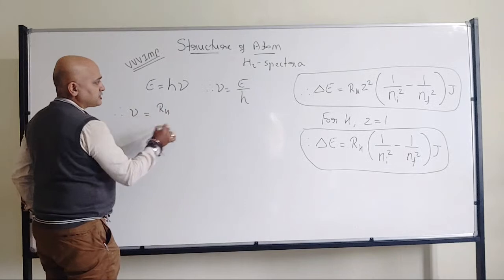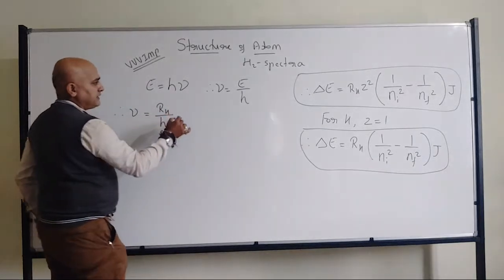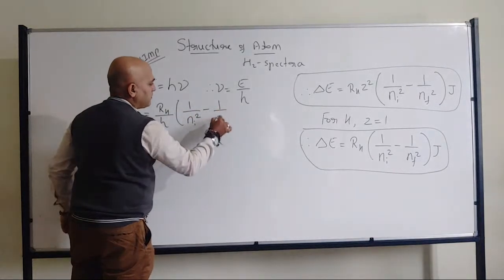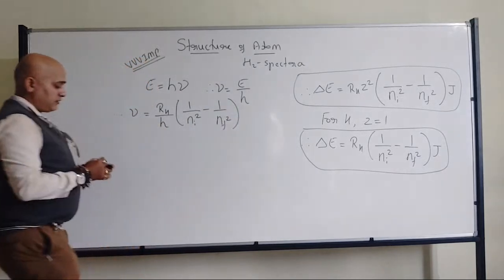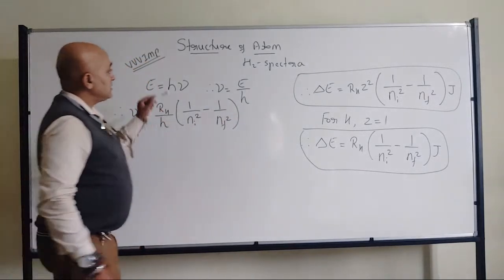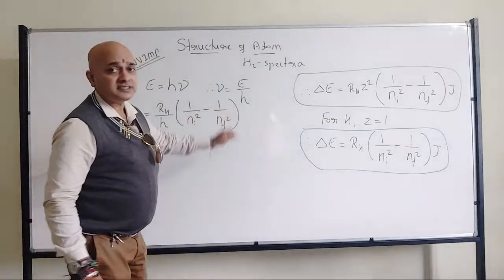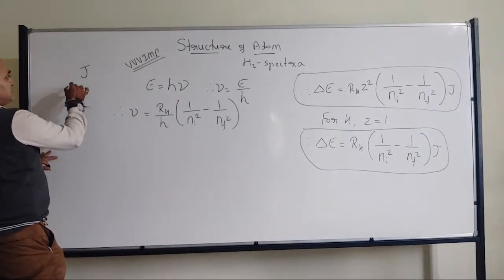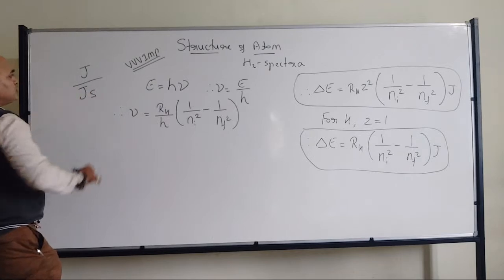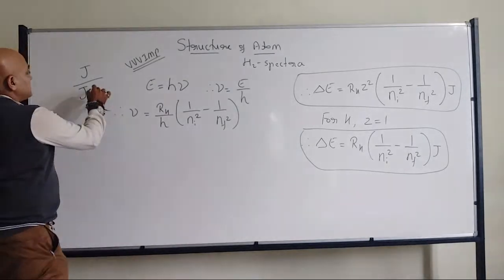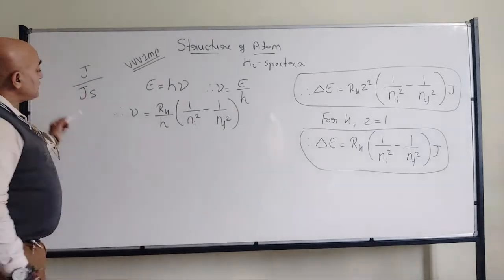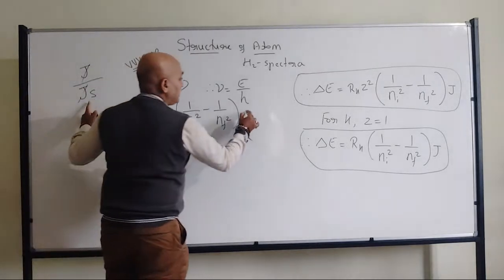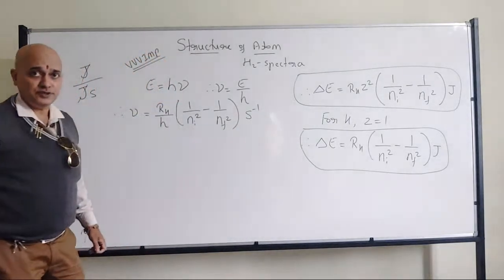So E is equal to h nu. If I rewrite the equation, nu is equal to E by h. Got my point? Now substitute the E value. Therefore, nu is equal to RH divided by h, multiplied by 1 by Ni square minus 1 by Nf square. Now please remember, H is Planck's constant. Rydberg's constant has the unit joule. Planck's constant has the unit joule second, not per second. So naturally joule will get cancelled.